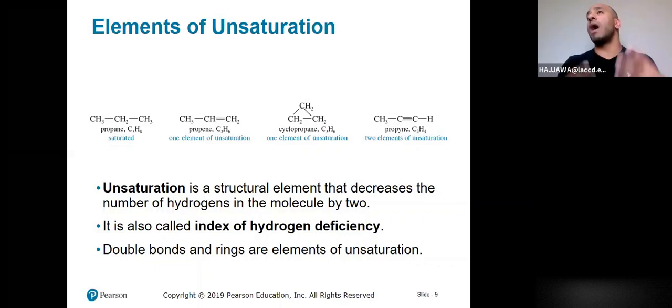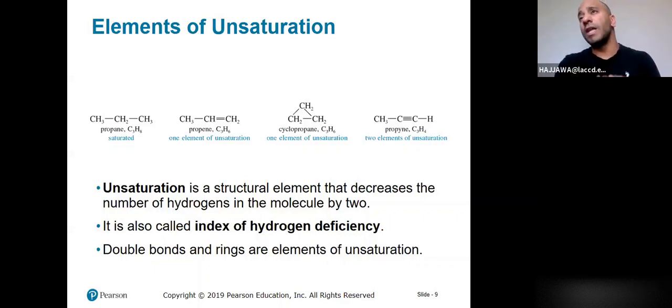IHD tells me how many hydrogens are missing from a chemical formula. And when I figure that out, it basically eliminates whether the structure has a single bond versus a double bond, a ring versus a phenyl, or a carbonyl versus a C single bond O. It will always make it easier for us to figure out an answer to a question like this.